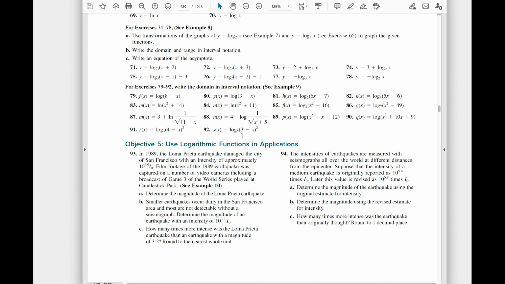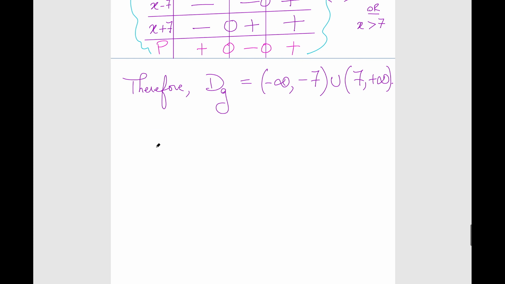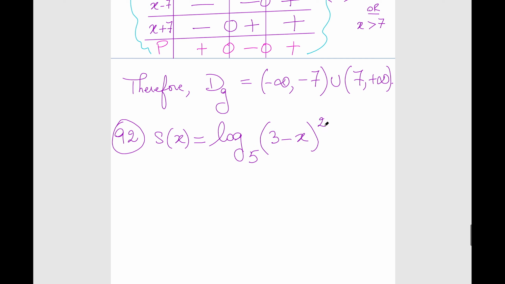You have s of x as log base 5 of 3 minus x squared. So 92. So we have s of x equal to log base 5 of 3 minus x squared. Okay. Same thing. S of x is log base 5 of this guy. So who's the guy that log base 5 is acting on? This is the guy. That's the guy that's going inside the machine log base 5. And log base 5 accepts positive inputs, right? So this whole thing must be positive, so that s of x to be meaningful, right?